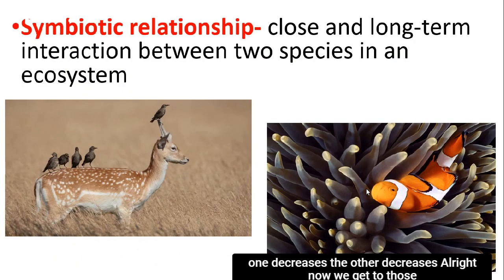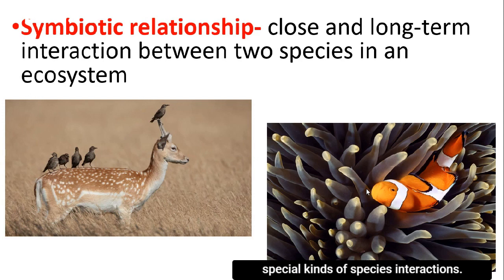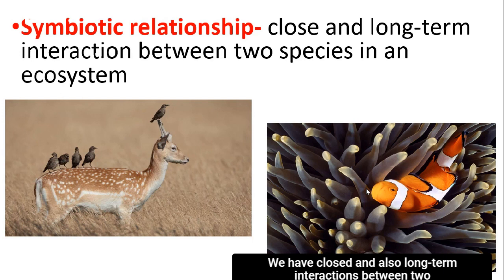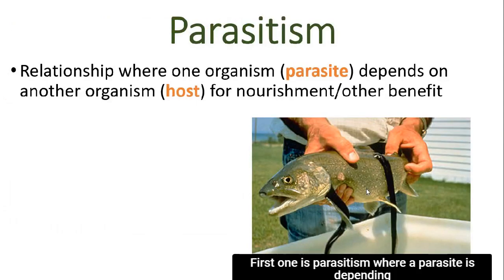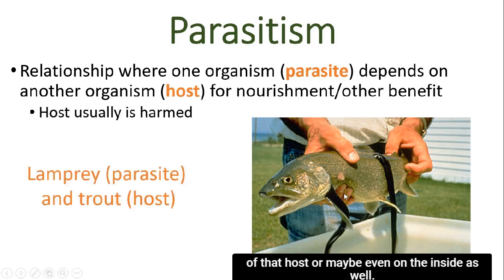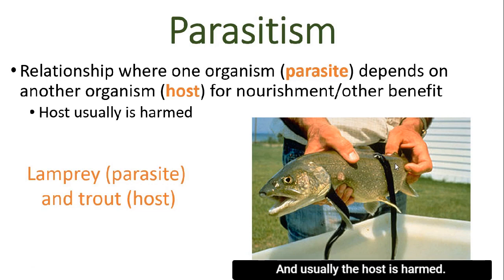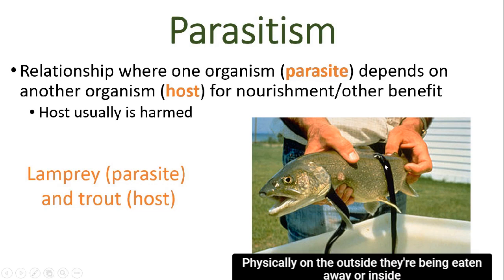All right, now we get to those special kinds of species interactions, the symbiotic relationships. Here we have close and also long term interactions between two species, or maybe even more, in an ecosystem. First one is parasitism, where a parasite is depending on a host for nourishment, and they may live on the outside of that host or maybe even on the inside as well. And usually the host is harmed, either physically on the outside, where they're being eaten away, or inside, where a lot of their nutrients are being stolen right from under them.